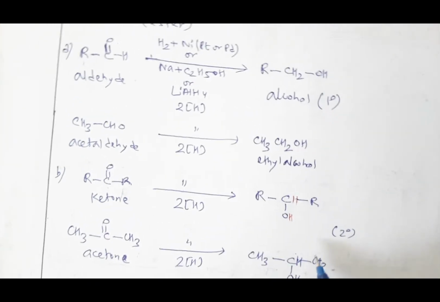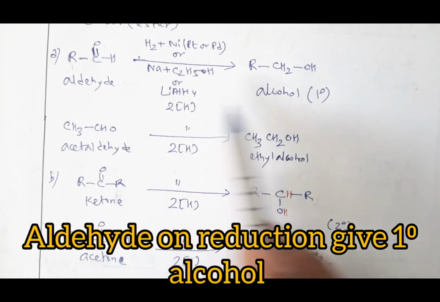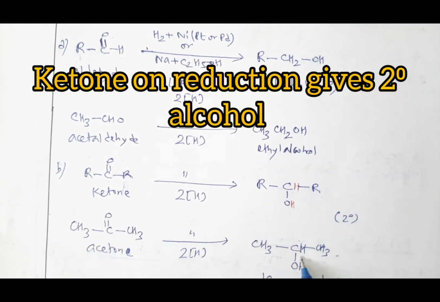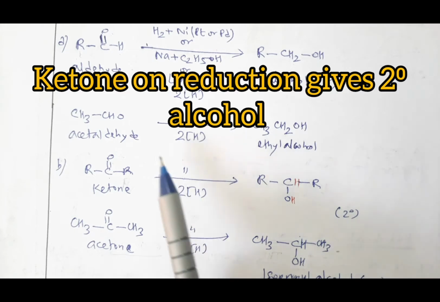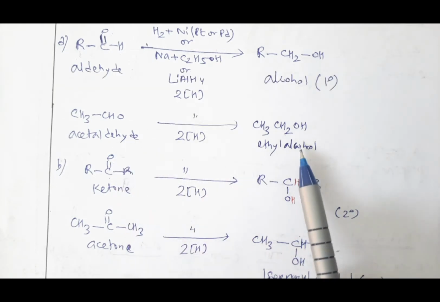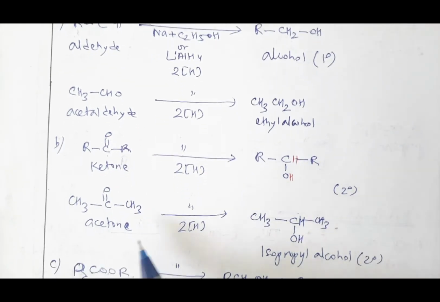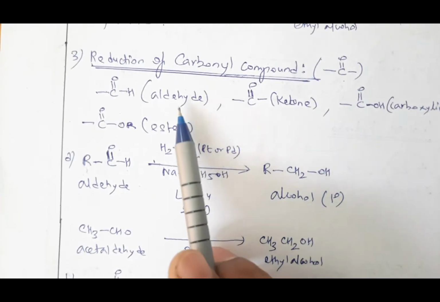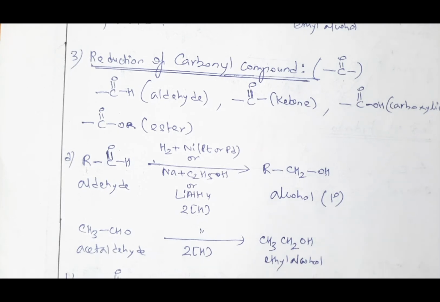So always remember, reduction of aldehyde gives primary alcohol. Reduction of ketone gives you secondary alcohol. So do not forget this. On reduction of aldehyde, you get primary alcohol. On reduction of ketone, you get secondary alcohol. So we finished 2 so far: reduction of aldehyde and ketone. Now we'll see the reduction of carboxylic acid.